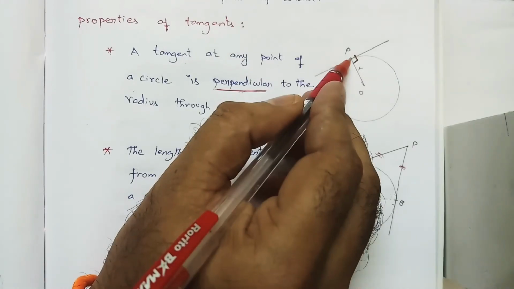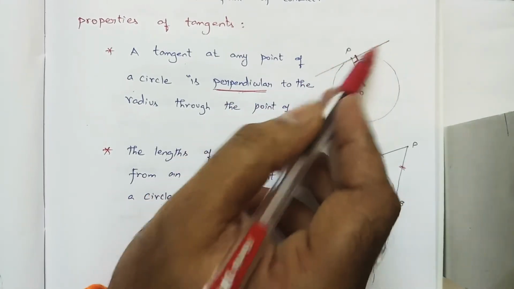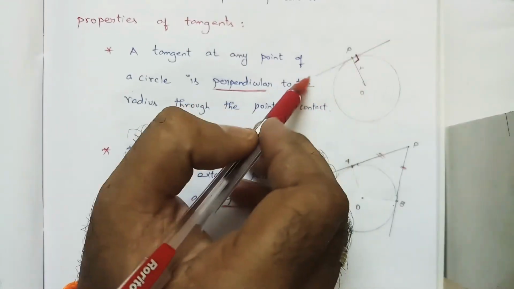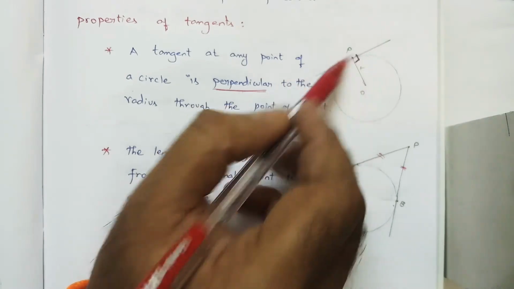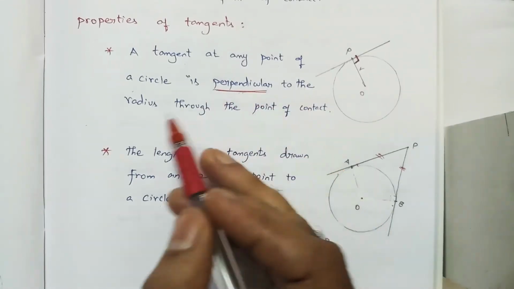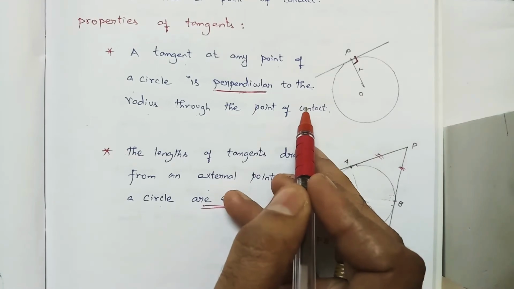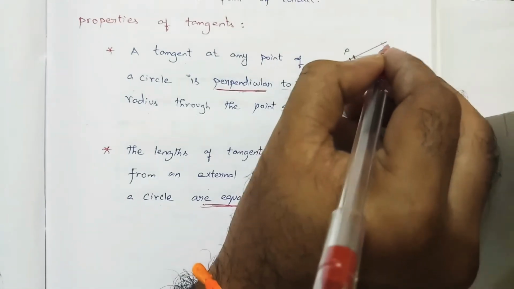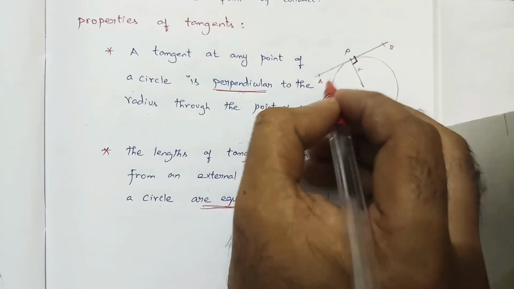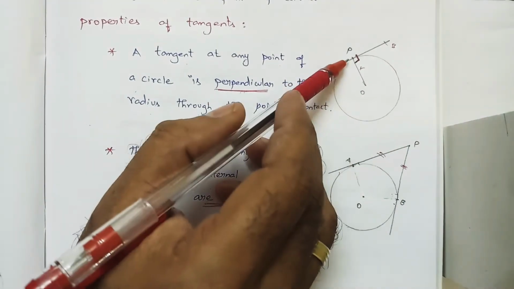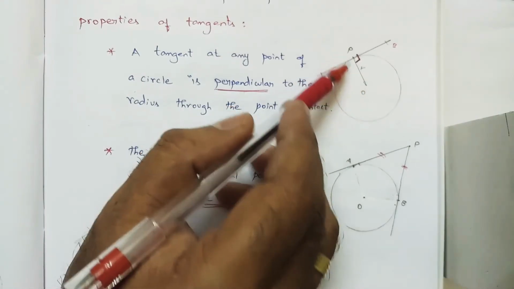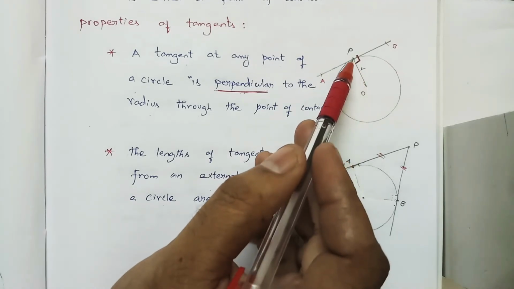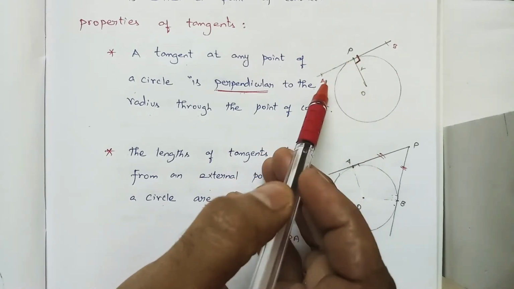Here OP is the point of contact and the line is the tangent. Here OP is the radius. So OP is perpendicular to the tangent. The radius OP is perpendicular to the tangent through the point of contact. Understood? I'm just giving the names: line AB is the tangent, and P is the point of contact. OP is the radius, and that radius is perpendicular to the tangent always.